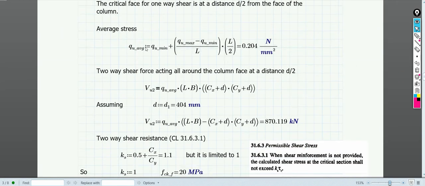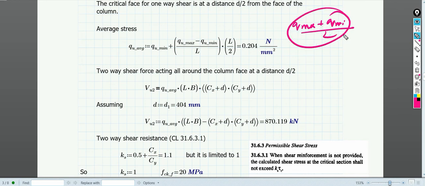So Q average is Q minimum plus (Q maximum minus Q minimum) by L into L by 2. So it is simply, or what you can do, it is simply (Q max plus Q minimum) by 2. Same answer you will get. Okay, you can use this.